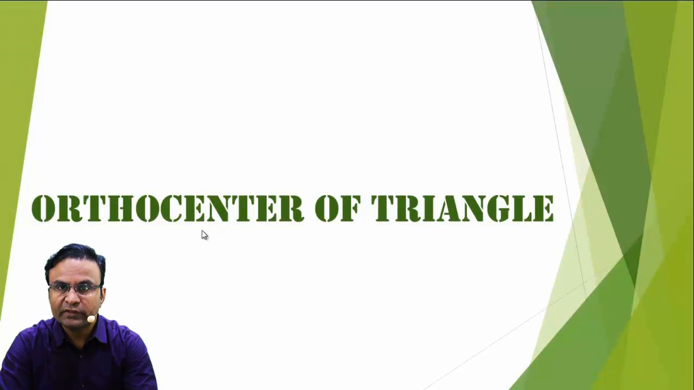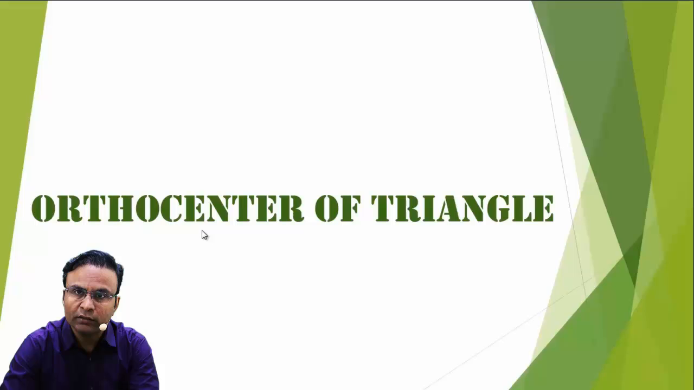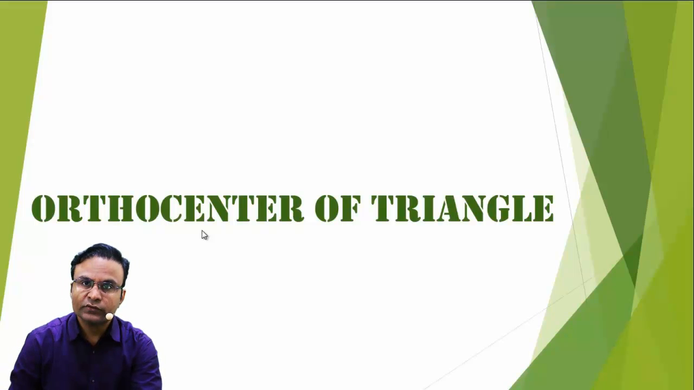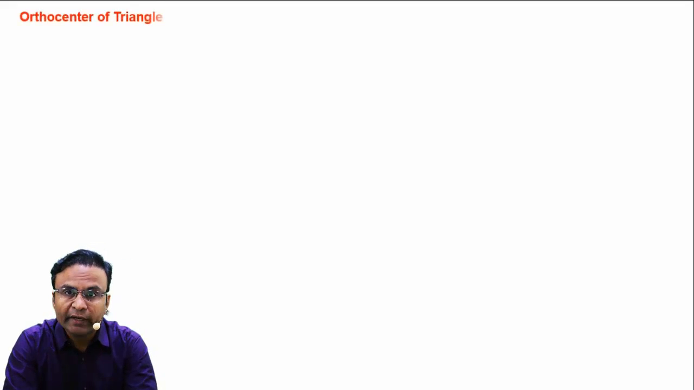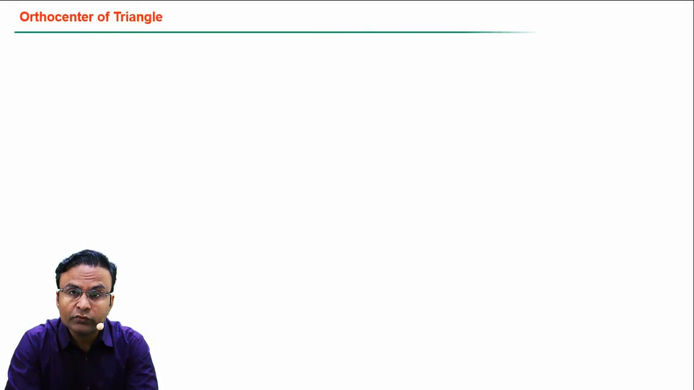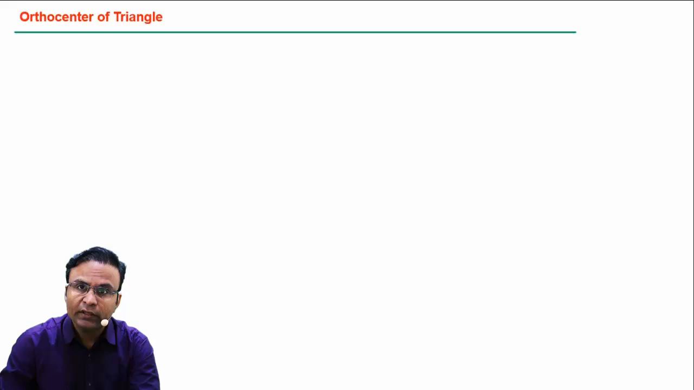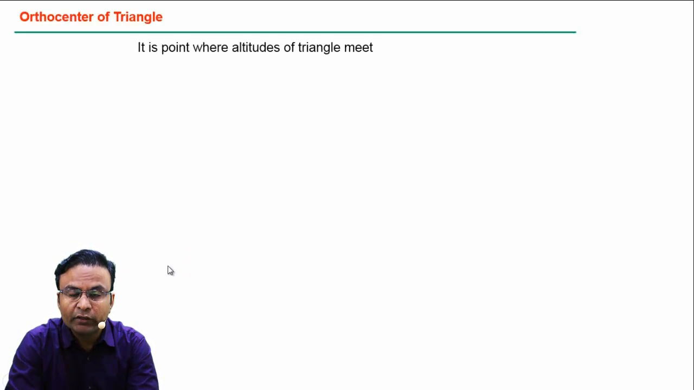In this section, we will study the orthocenter of a triangle. Let's see what the orthocenter of a triangle is. Orthocenter is the point where the altitudes of a triangle are concurrent. We have three altitudes of a triangle from three vertices. These three altitudes are concurrent, and this point of concurrency is called the orthocenter of the triangle.